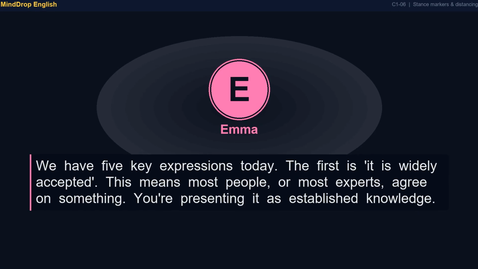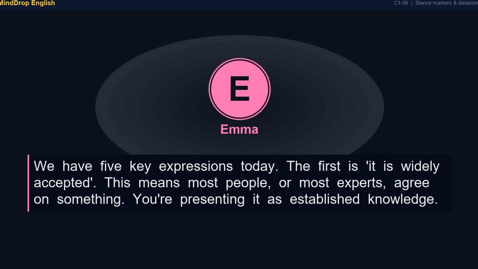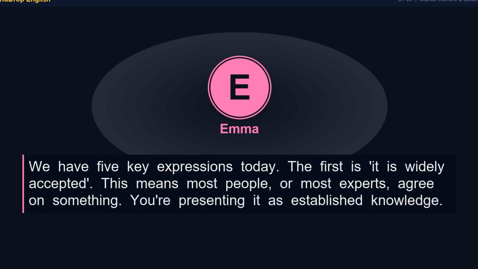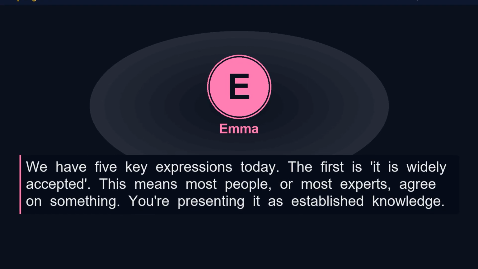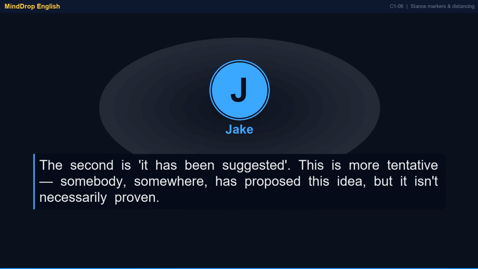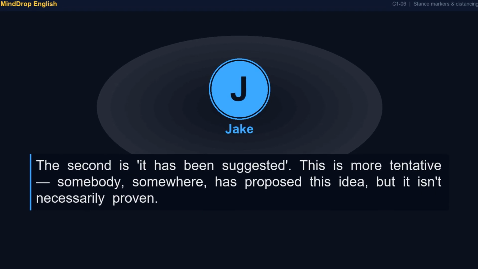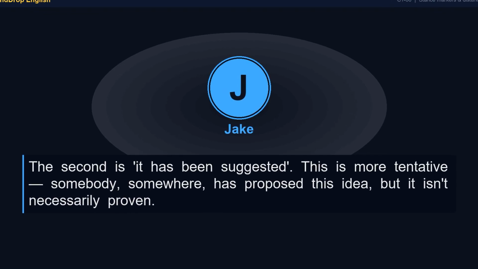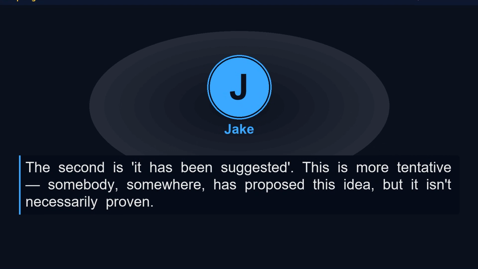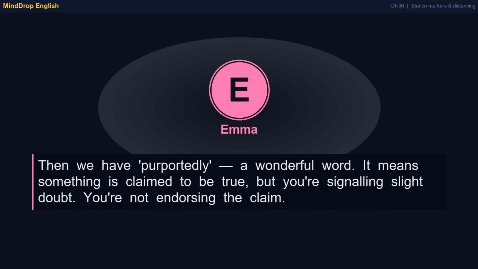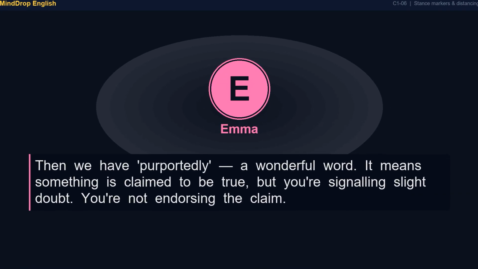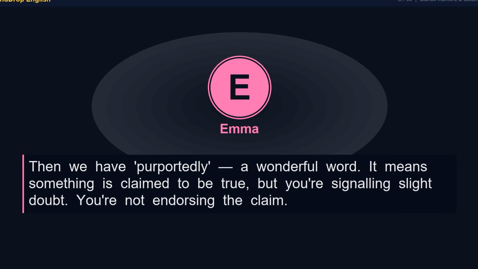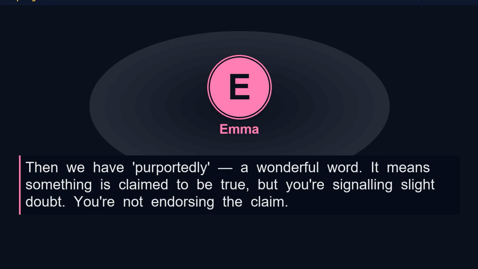The first is, it is widely accepted. This means most people, or most experts, agree on something. You're presenting it as established knowledge. The second is, it has been suggested. This is more tentative. Somebody, somewhere, has proposed this idea, but it isn't necessarily proven. Then we have purportedly, a wonderful word. It means something is claimed to be true, but you're signaling slight doubt. You're not endorsing the claim.